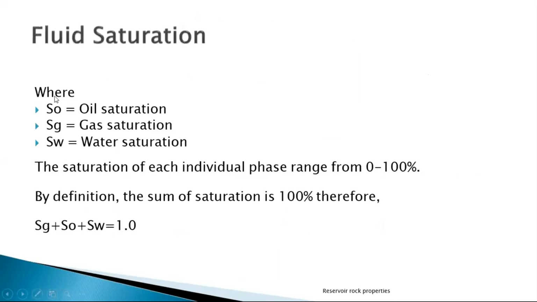How do we represent the saturation? We have a keyword, we call it So, which represents oil saturation. Sg represents the gas saturation, and Sw the water saturation. These are very important terms, and all of them range from 0 to 100%. Now, for example, you have a well which has high water saturation, it means it has better relative permeability to water and you will produce a lot of water. What are we concerned with? The oil saturation. How much oil saturation it has, how much relative permeability of oil we have, so that we can produce well.